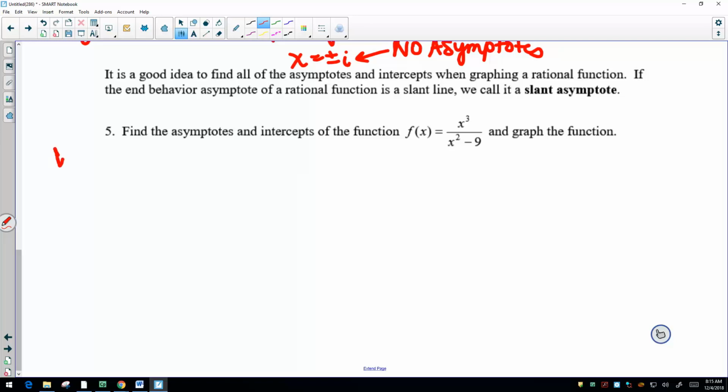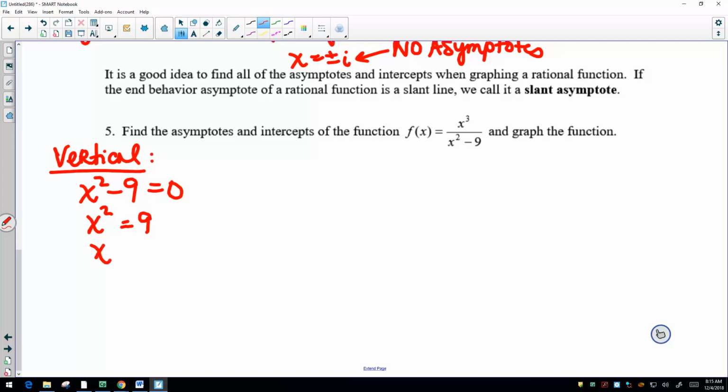Let's do vertical, because we know how to do the vertical. We know how to do both, but this one's going to be a little bit easier, a little bit more straightforward. Set your denominator equal to 0 and solve. So I'd have x squared is equal to 9. And if I solve for x, I need to square root both sides. And that would give me x equaling both positive and negative 3. So this one says I have 2 vertical asymptotes.